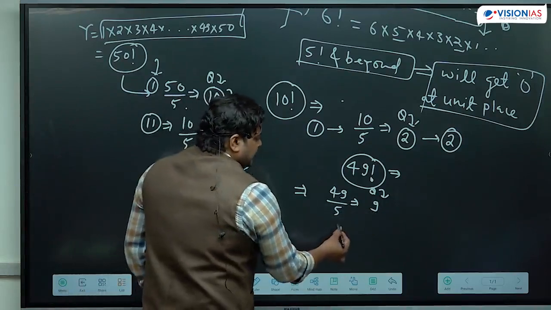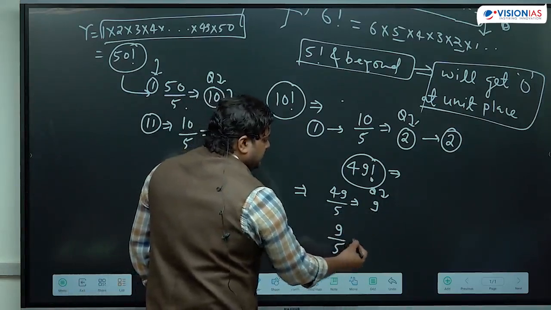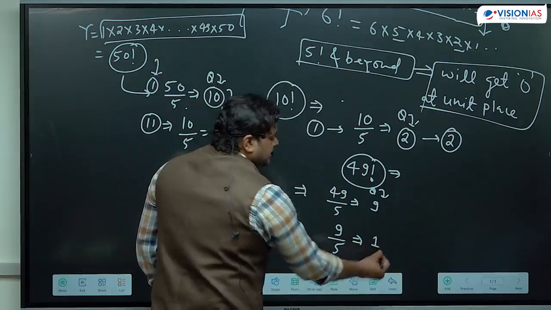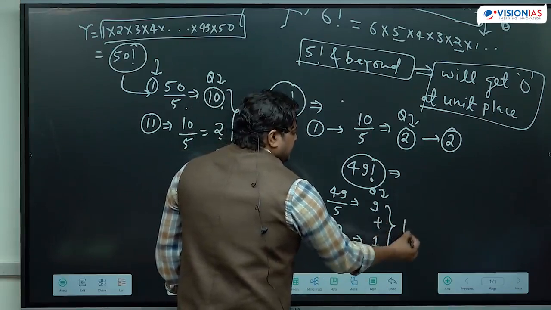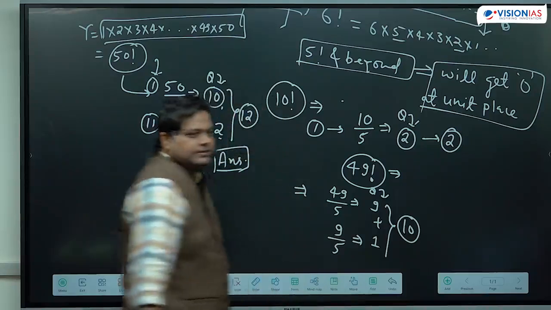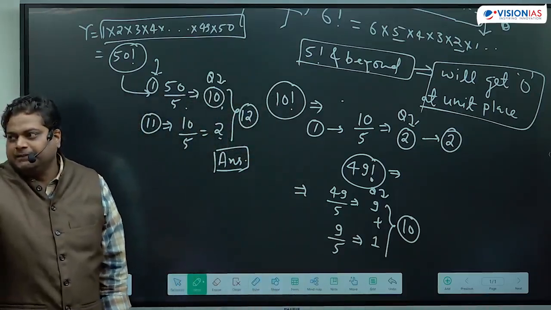This 9 is more than 5. 9 ko again we are going to divide by 5. Quotient is 1. 1 is less than 5. We'll stop here. We'll say ki 9 plus 1, 10. 10 zeros will be there at the end.